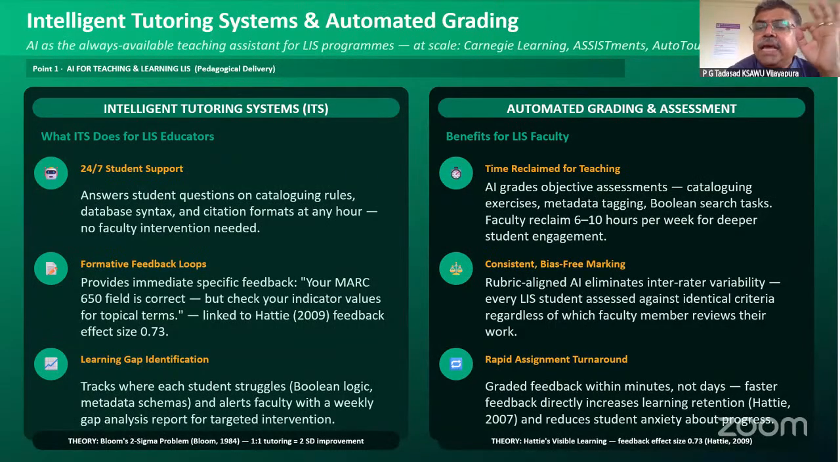Now, rubric-aligned AI eliminates inter-rater variabilities. Every LIS student is assessed against standard benchmarking or standard criteria, regardless of which faculty member reviews. The third one is rapid assignment turnaround. We may not need days; graded feedback can be done within minutes. So this gives us more time to dedicate ourselves to understanding the student's psychology, adjusting to his nature, and providing him guidance.